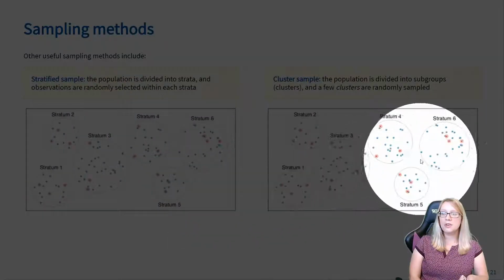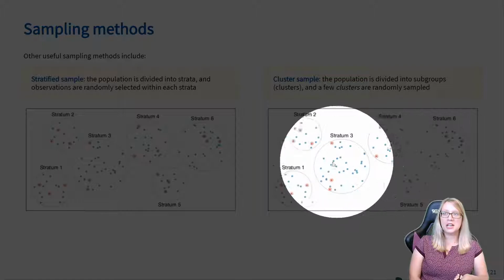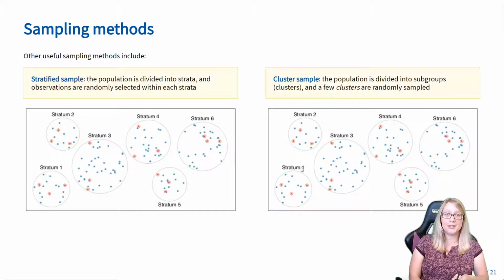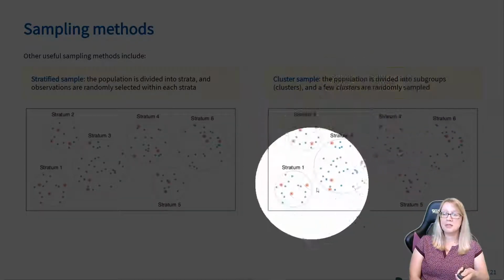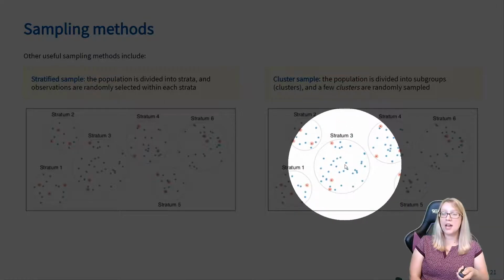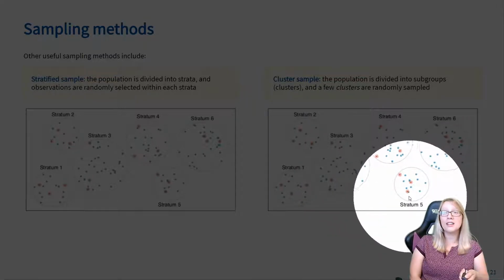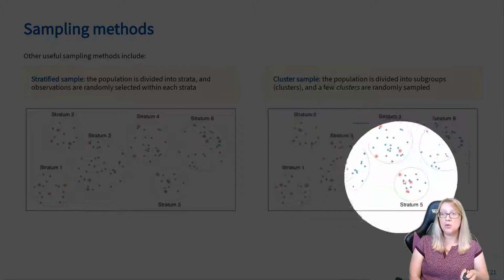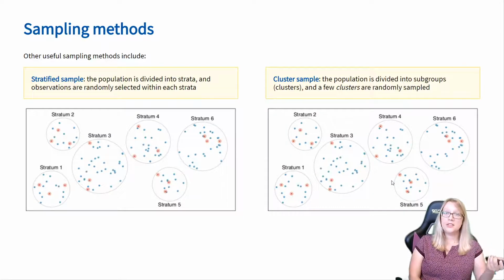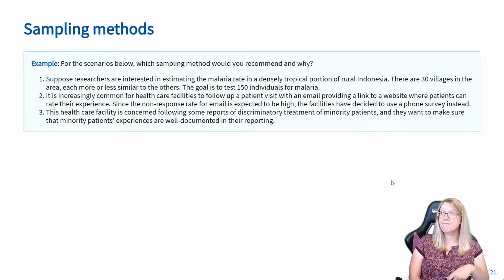Please do ignore this image here. This is the incorrect image. I will post a link to the correct image online. What you should be seeing is, instead of subjects within each of these, maybe stratum 3 has been selected and stratum 5 has been selected. All of the members from those 2 strata or clusters will represent our data.